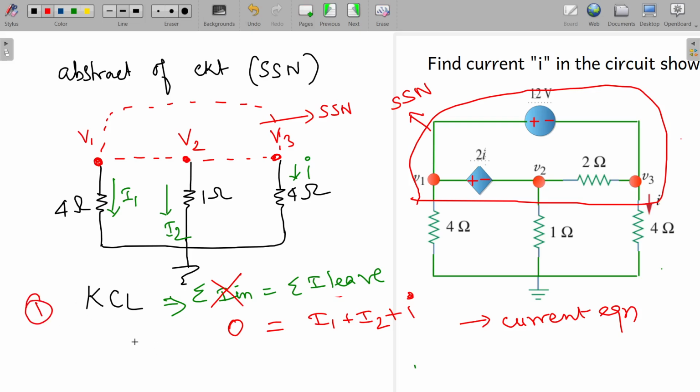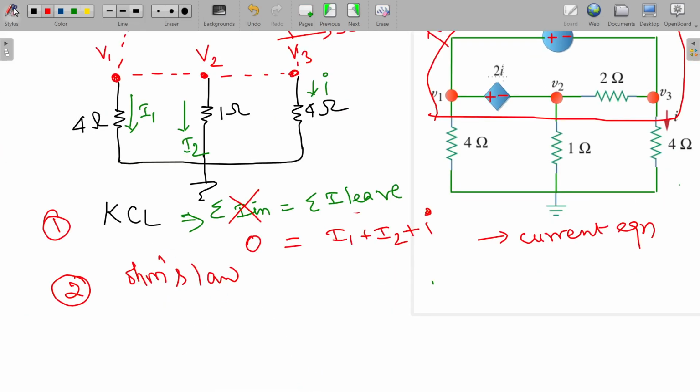First one is KCL. Second thing is applying Ohm's law. So how do you apply Ohm's law here? Here it is 0. This I1 current can be written in terms of Ohm's law as V by R, right? So it is V1 by 4 ohms plus this I2 can be written in terms of voltages as V2 by 1 ohm, and this I current can be written in terms of voltages as V3 by 4 ohms. Okay, so this is after applying Ohm's law.